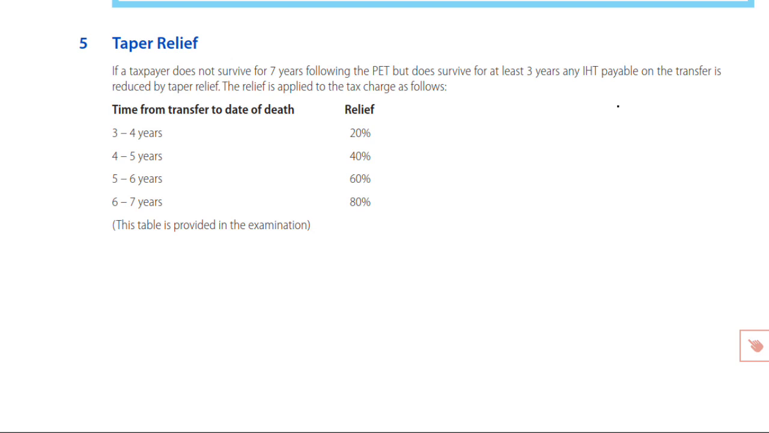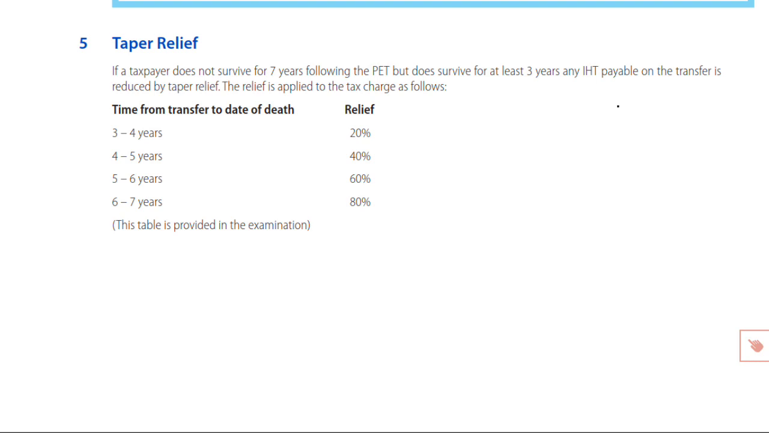Last thing that we'll have a little talk about here, taper relief. In the examples that we've done so far, any PETs that become chargeable on death have actually had no tax to pay on them. Why do they have no tax to pay on them? Of course, because they were within the nil rate band. And those that fell out of the nil rate band, that took the cumulative total in the 7 years before death above 325, those fell within 3 years of the date of the death of the taxpayer.